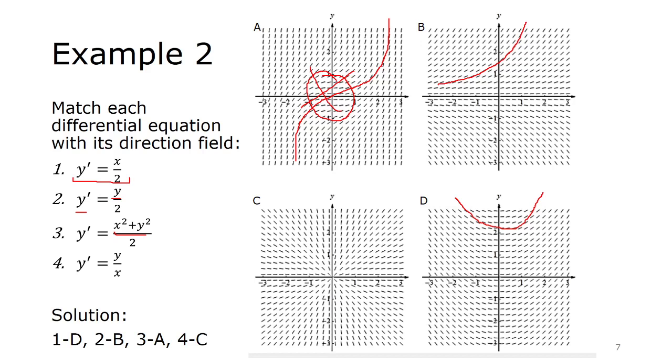And lastly, notice for number 4, that one should match up with C. And that vertical slope is the thing to look for there. Unlike the others, there are places where your denominator here could be 0. That would be when x equals 0. And so notice along that line x equals 0, we do end up with a vertical slope for our slope field. And that's the only one in this set that has that sort of property.